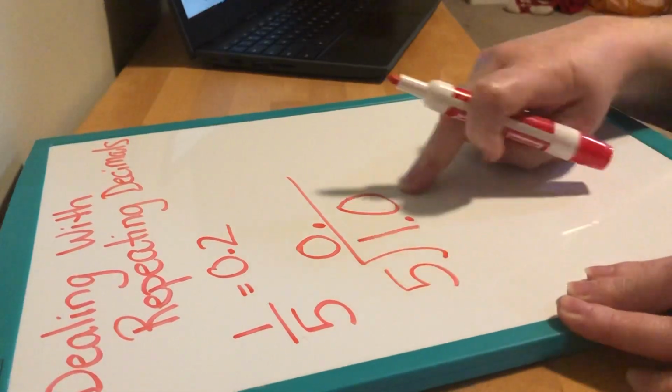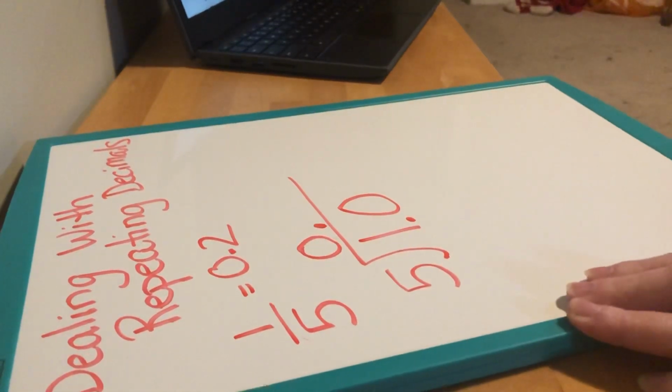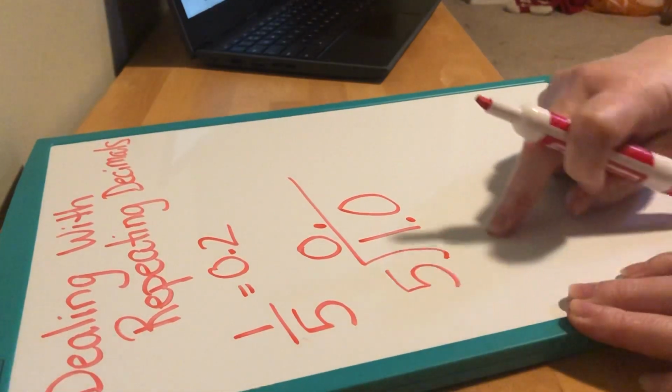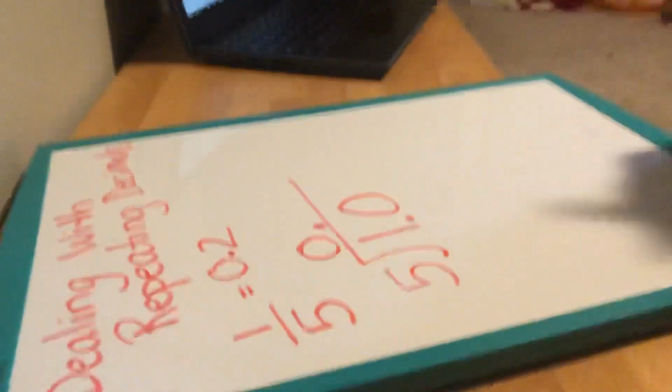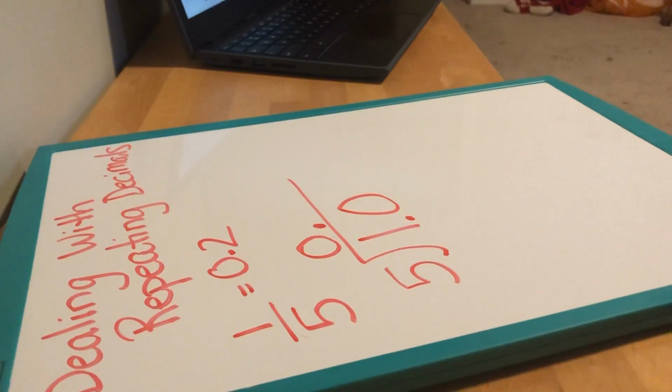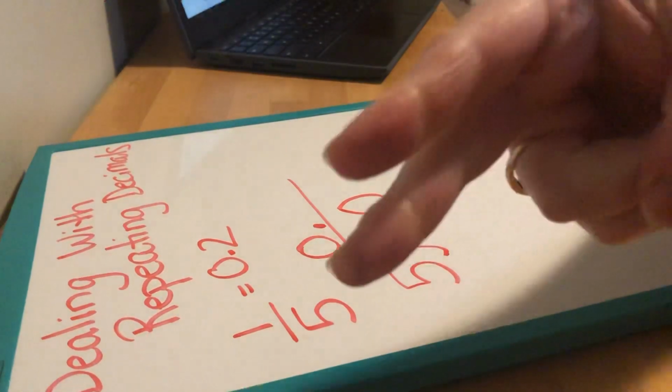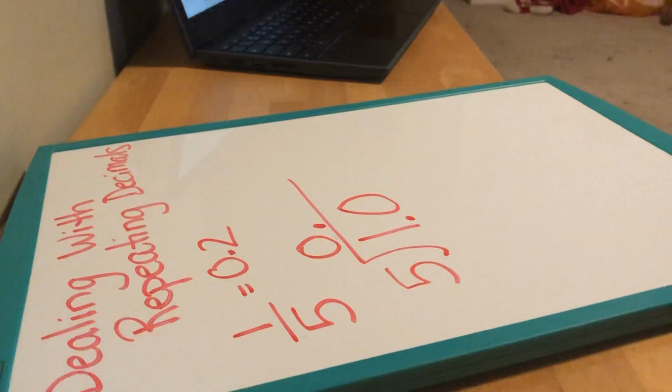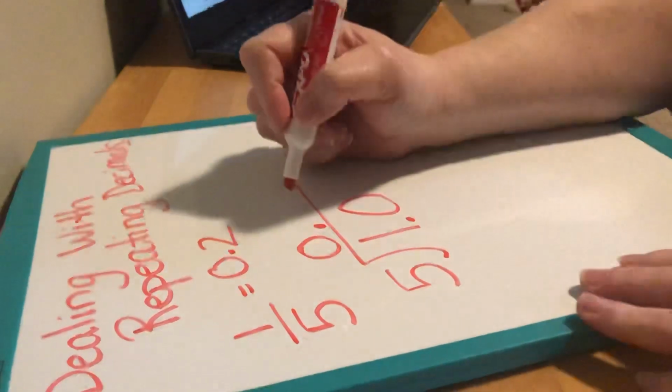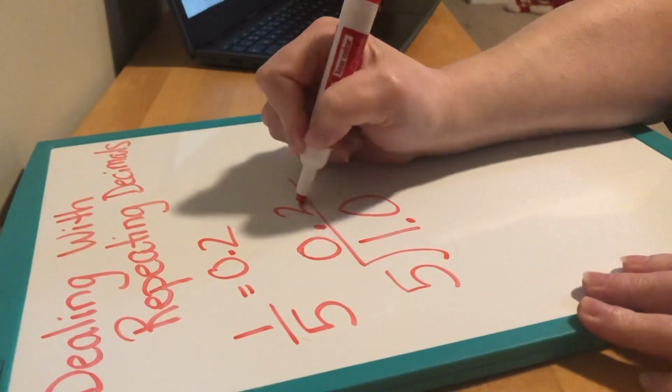And I'm going to look at this now as the number 10. So now my question becomes, how many times can 5 go into 10? Well, if I count using the multiplication chart, it's 5, 10. It goes in 2 times. So I'm going to put a 2 up here because it goes in 2 times.